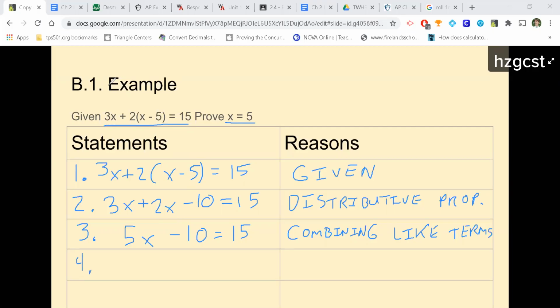Next step, I've got two more things I need to do to get x by itself. I need to get rid of this 5 that's being multiplied by x, and I need to get rid of this minus 10. To get rid of the minus 10, I would do the addition property of equality, and I would add 10 to both sides. On the left, that leaves me with just 5x. On the right, 15 plus 10 is 25.